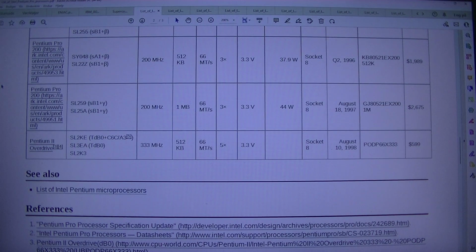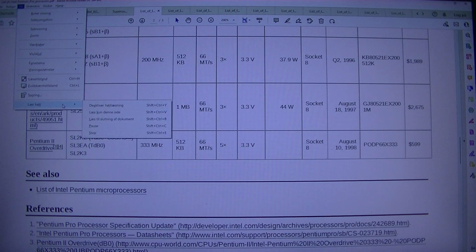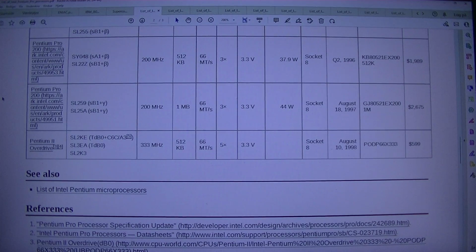$2,675. Pentium II Overdrive: SL2KE, TDB0 plus C6C. SL3EA, TDB0. SL2K3. 333 MHz, 512 KB, 66 MHz bus, multiplier 5, 3.3 V, socket 8. August 10, 1998. POD66X333. $599. See also: List of Intel Pentium microprocessors.